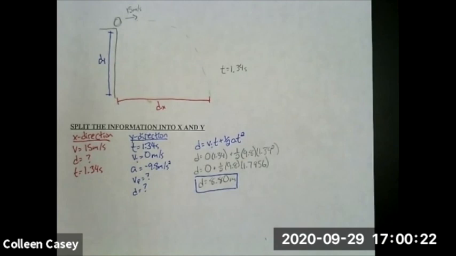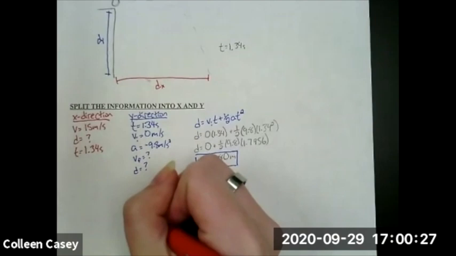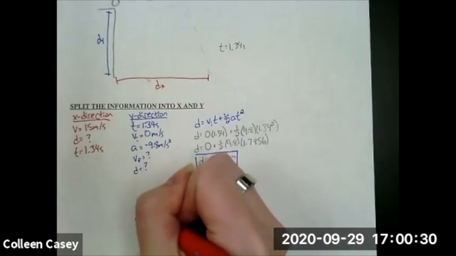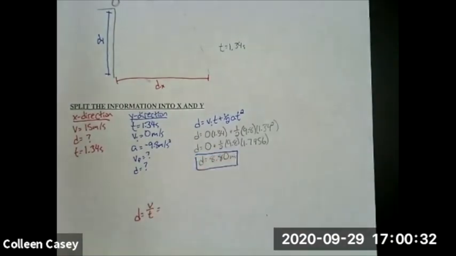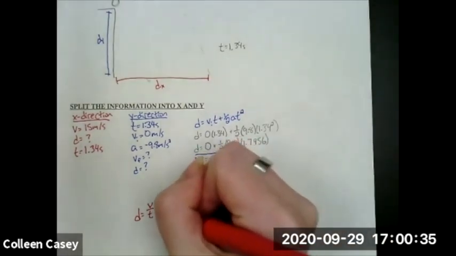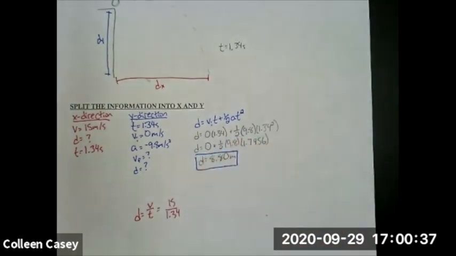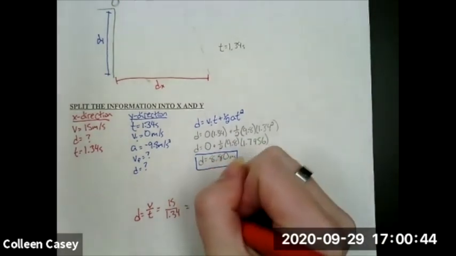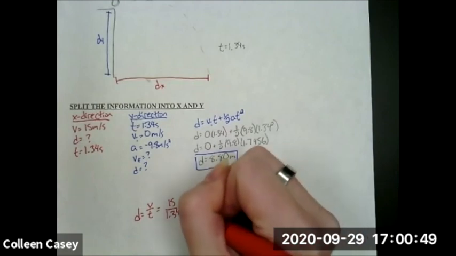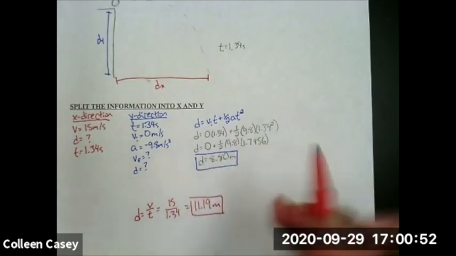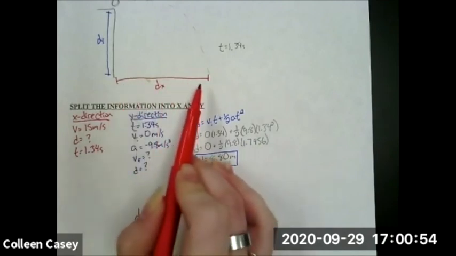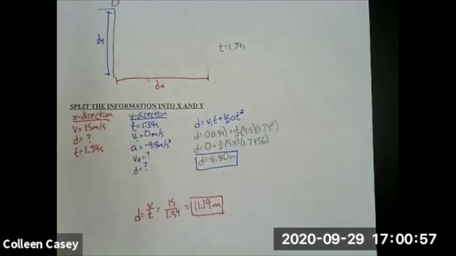This one, I've already got time, I've already got velocity. It is the same equation as before. Distance equals velocity times time. Plug in my velocity and my time, 15 and 1.34. Then I can do 15 times 1.34 to find that the horizontal distance is 11.19 meters. That is how far from the base of the lab table the ball will land.